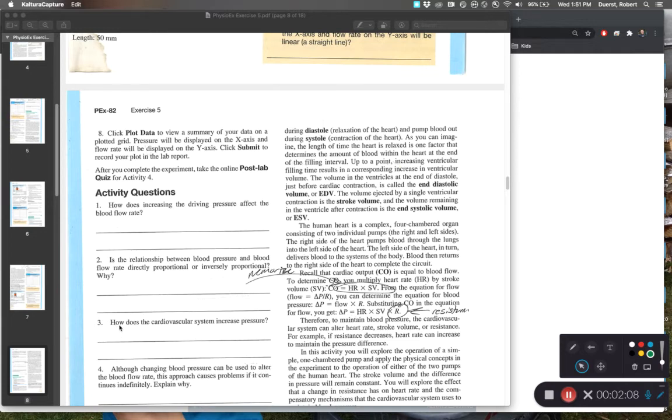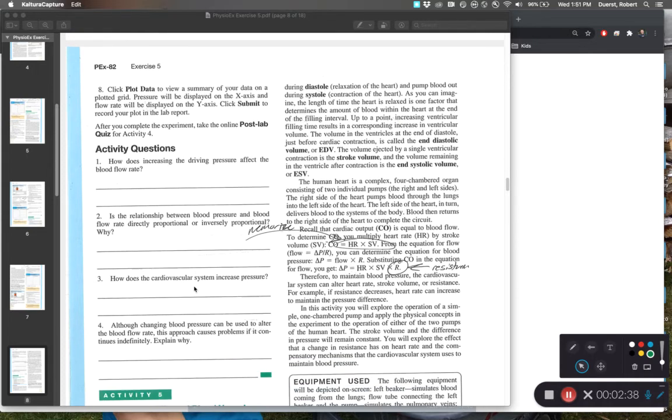As we look at question number 3, how does the cardiovascular system increase pressure? Our cardiovascular system, or our heart and blood vessels, can increase blood pressure by increasing the contractile force of the heart. So the left ventricle of the heart can squeeze with more force, or we can make our blood vessels smaller. We can have vasoconstriction. And both of those are variables that we can control rather quickly over the course of seconds to increase blood pressure.